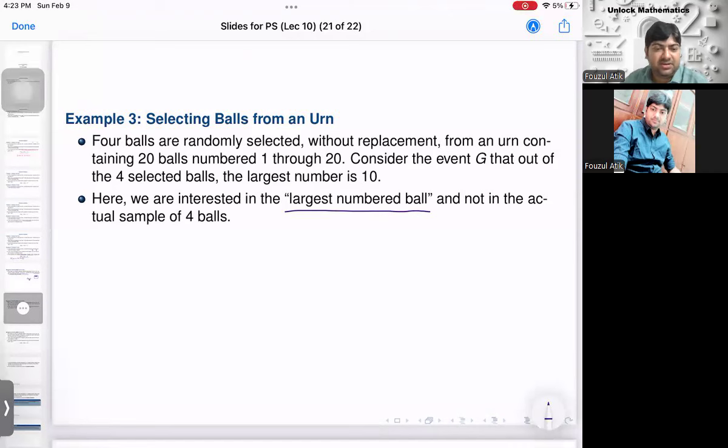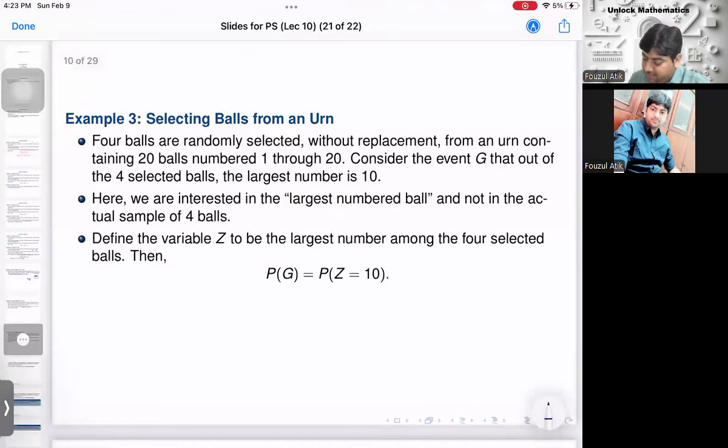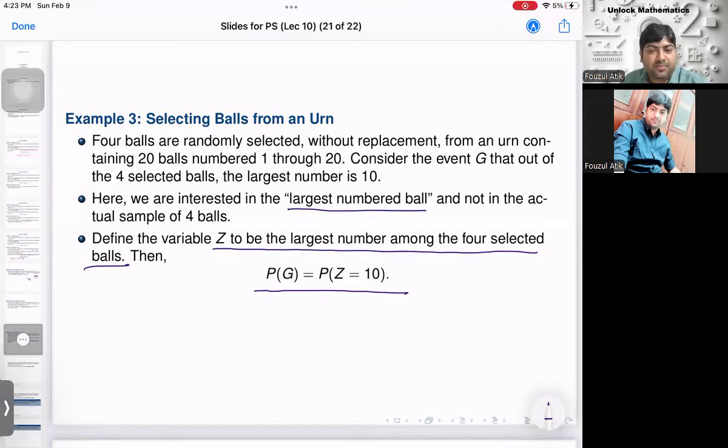And in this case the event G is that the largest number should be 10. So let us define a new variable. Let Z be the largest number among the 4 selected balls. We define a new variable because we are interested in the largest number one. We may be interested in the largest number ball being 15, or 20, anything is possible. So this event G is P of G equal to P of Z equal to 10.